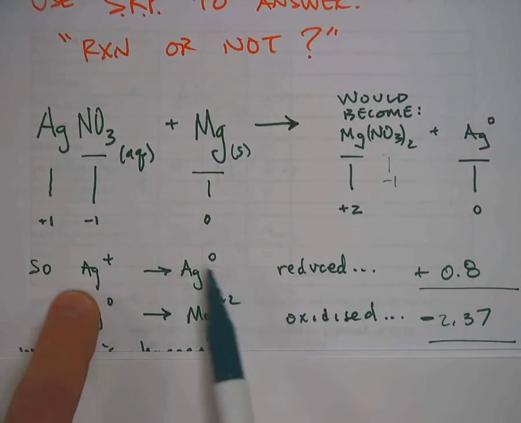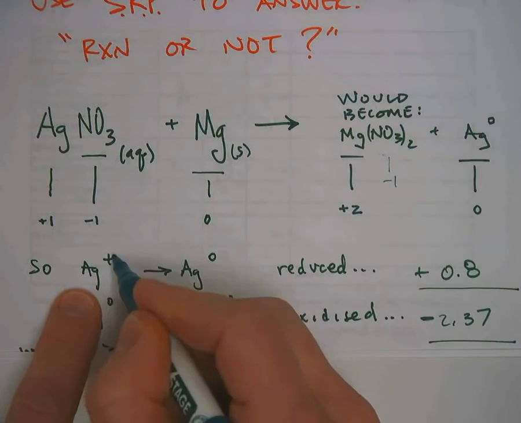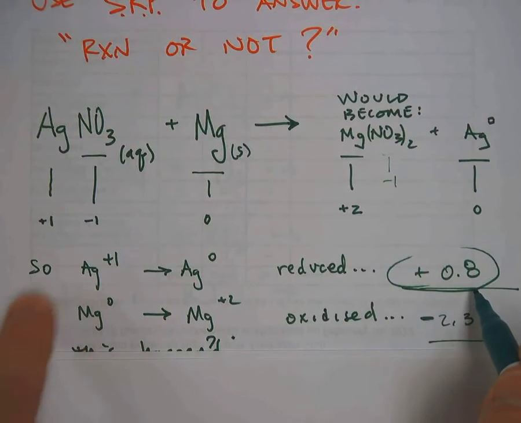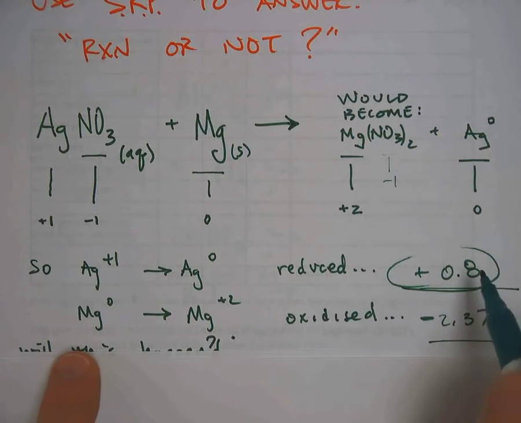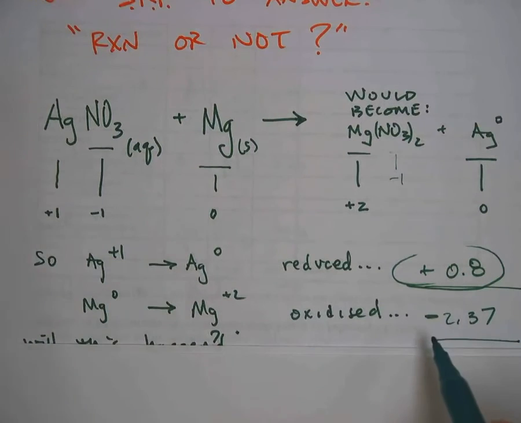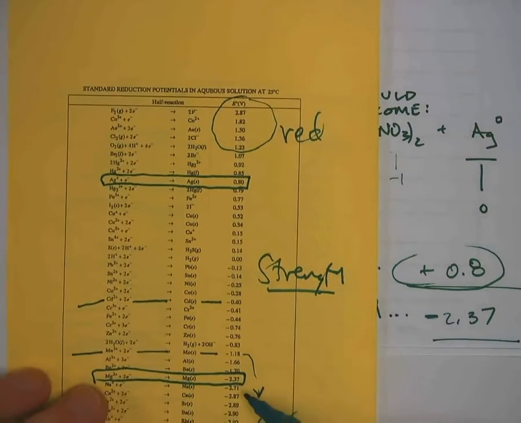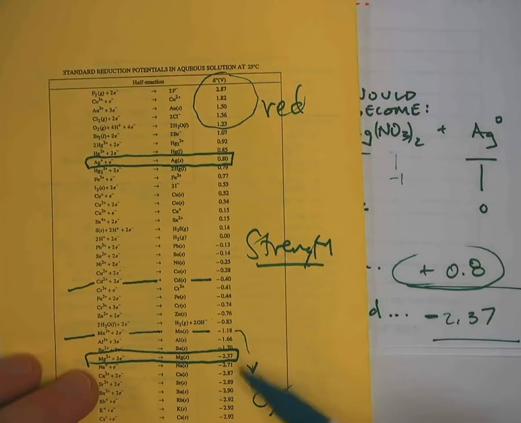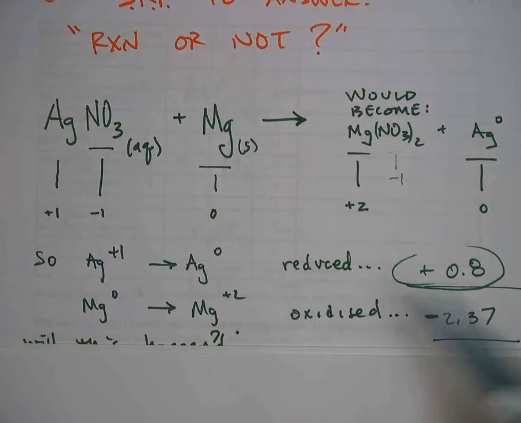Is silver being reduced in this written reaction? Sure it is. It's going from +1 to 0. And since it has a more positive reduction potential, that's what silver wants to do. Is magnesium being oxidized? You bet. And remember, magnesium is way lower on the chart than silver, and so magnesium has a much more potential to be oxidized than what silver has.